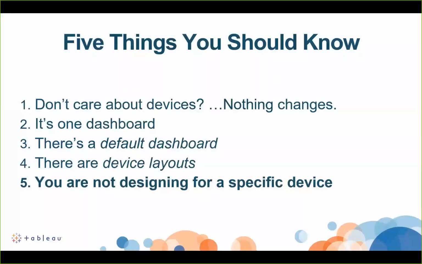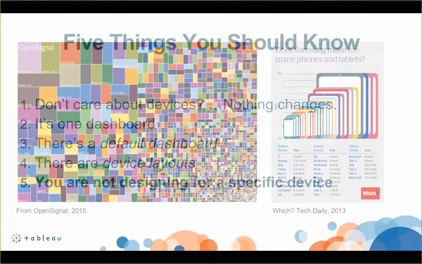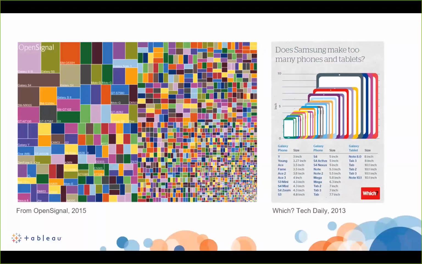Now, that brings us to the fifth thing that you should be aware of, and that is that you're not designing for a specific device. And I'd say this is a common situation that we see customers getting into, and the reason that you shouldn't be designing for a specific device is because of this. So this is an image from OpenSignal, and they were tracking all the different device types that were hitting their website. This was about 3 or 4 years ago, but this tree map shows all the different Android device types that were accessing their site.